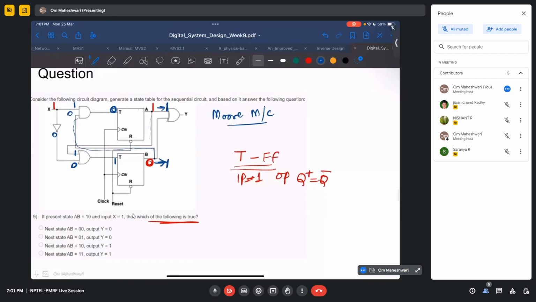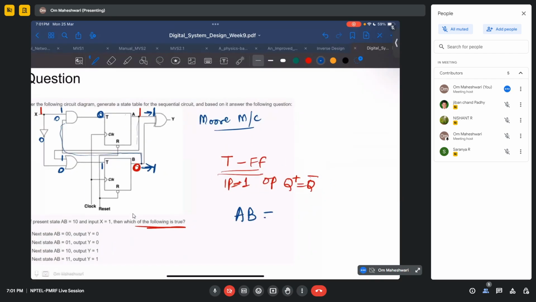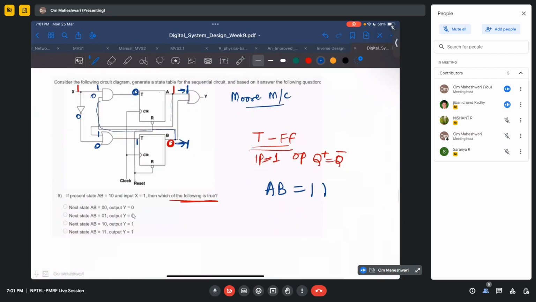So your next state AB will be 1, 1. And the output is, this is what, 0.